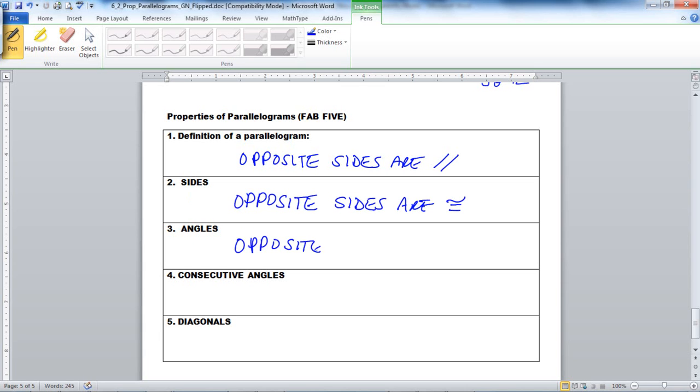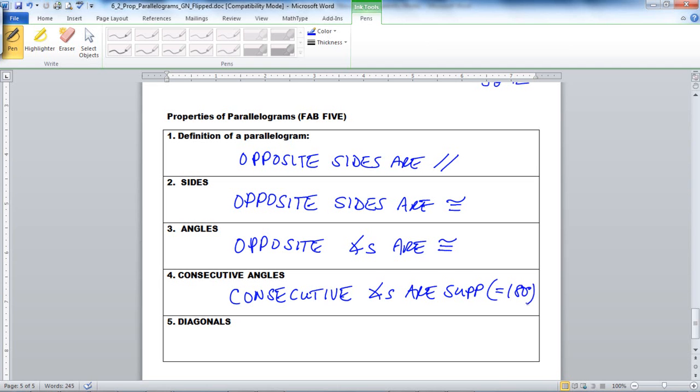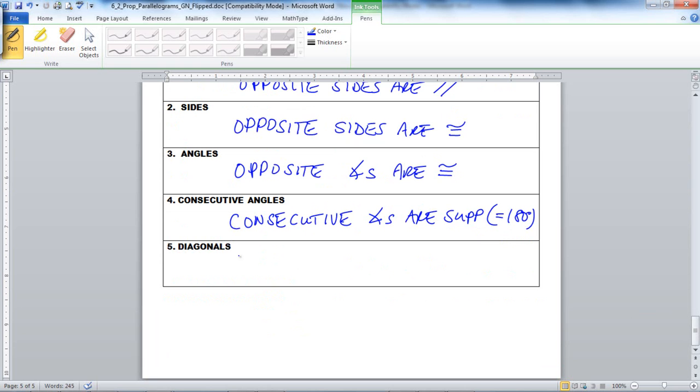The opposite angles in a parallelogram are congruent, and notice I use a nice angle symbol for that. The consecutive angles are supplementary. We can also put equal 180 degrees. And then the last part is the diagonals bisect each other in a parallelogram. And remember, bisect means to cut in half.